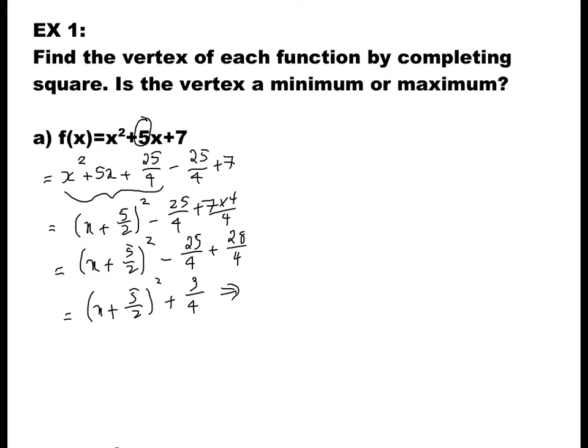So this means the vertex is, remember the formula is x minus h, so we have to flip the sign of 5 over 2, which is negative 5 over 2, and 3 over 4. The other thing is that the leading coefficient here is 1, which is positive. So the parabola opens upward. This means that the vertex is a minimum.